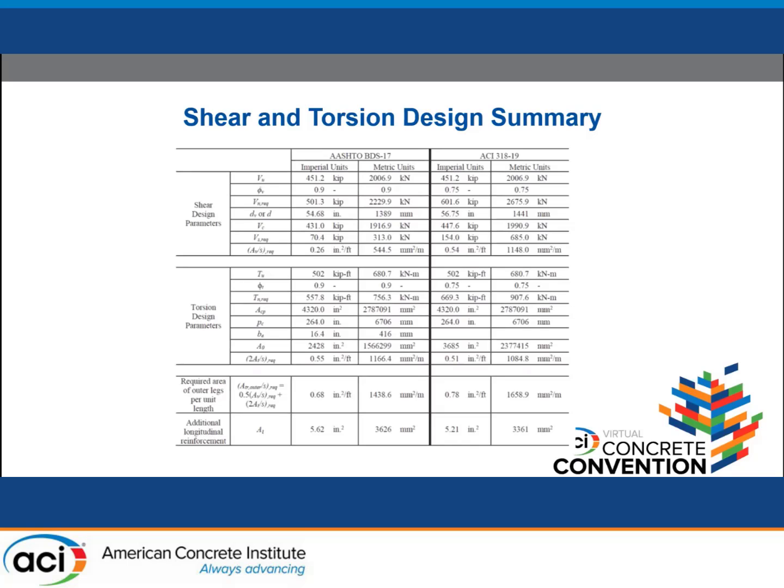For torsion, we use 0.9 for AASHTO and 0.75 for ACI. But for torsion design, AASHTO uses a smaller A_0 number and ACI uses a bigger A_0 number, so that the two methods result in very close values. Even though the two approaches use slightly different parameters, they result in the same quantity of reinforcement here. All right, that's great.